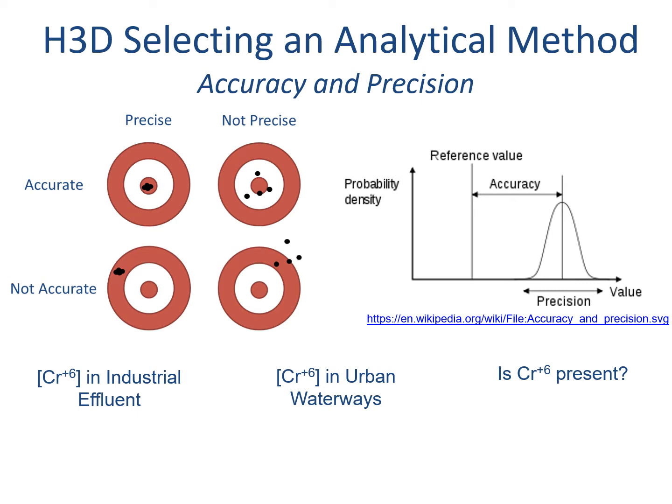The precision, measured by standard deviation, is also really important, but to varying degrees. For example, if we're looking at the concentration of chromium-6 in industrial effluent, the concentrations are likely much higher than if we're looking at it in urban waterways. And so a measurement of 100 micromolar, plus or minus 10 micromolar, may actually be a reasonable level of precision for industrial effluent. But if we're trying to measure 3 micromolar chromium-6, that same plus or minus 10 is actually going to really be a problem. So how much we're looking at will determine how precise we need to be as well.